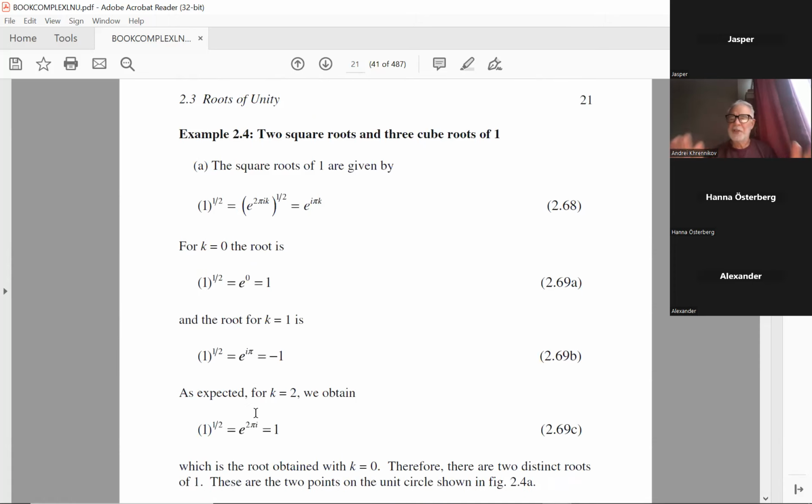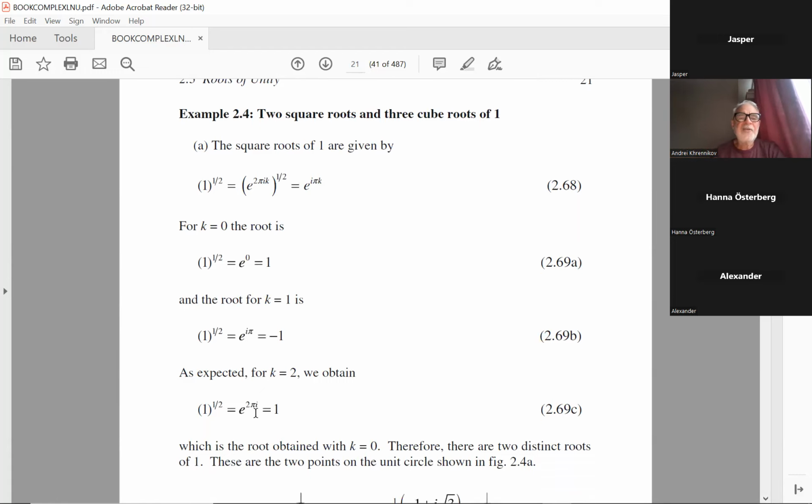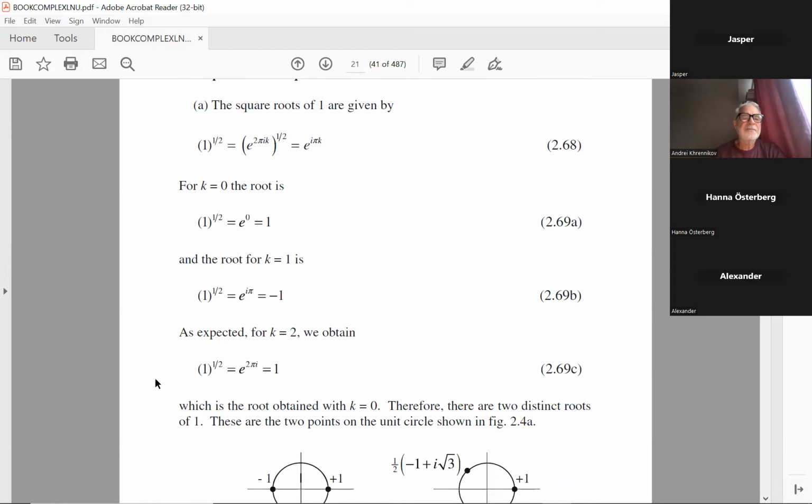This is a good example. We can find square roots of 1. Of course, one of them is 1. And the second is given, we put k equal 1 in the previous formula. So we get exponent in the degree i pi, it is minus 1. So square roots of 1 are the same as were in real numbers. For square roots of 1, we did not get anything new. We suspect that it should be so for all roots from 1.